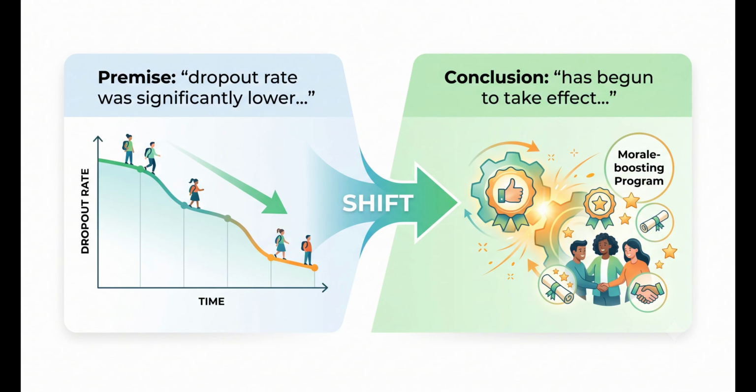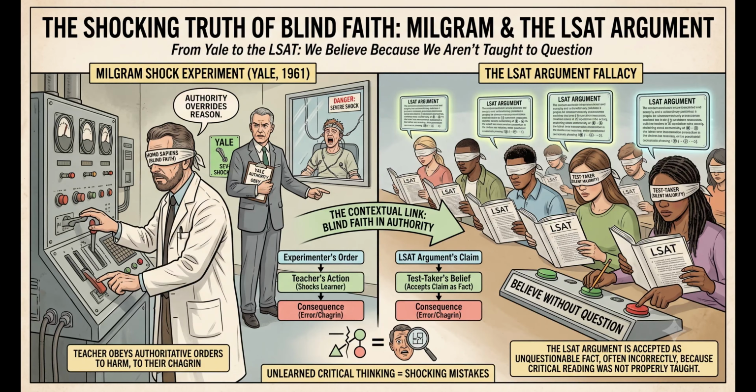The premise was about the dropout rate decreasing, which could be due to a whole host of factors, while the main conclusion talks about the effectiveness of the morale-boosting program, which may have contributed to the decrease, but just as likely not. Being woke to this systematic leap in logic exposes the hasty generalization that is the bread and butter of most LSAT arguments.